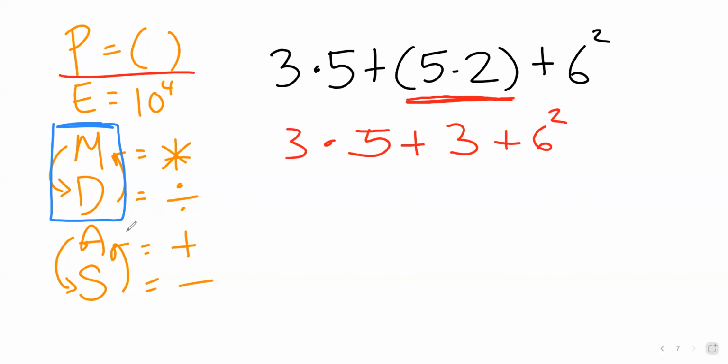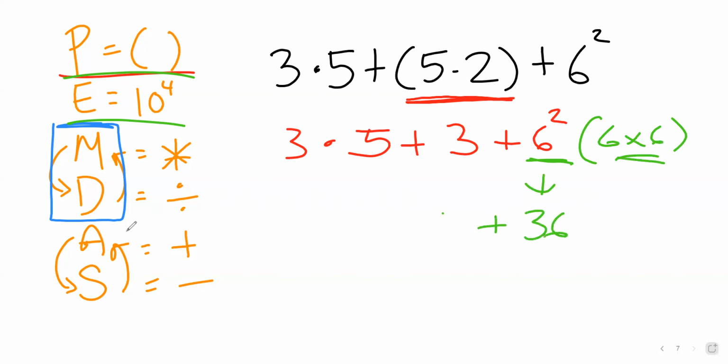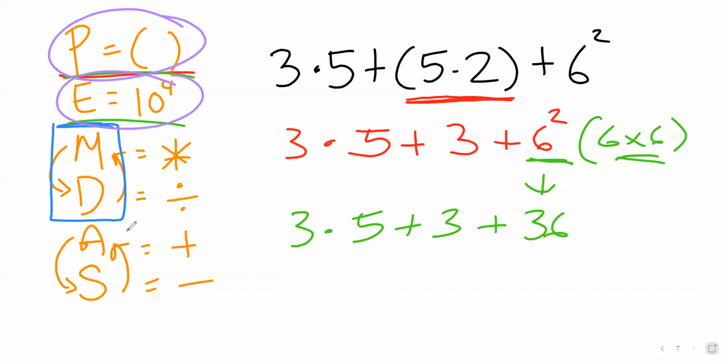All right, next, go back through the checklist again. We're going to look for parentheses. There are none. So now we're going to look for exponents. There are exponents. So this is 6 to the power of 2, which is that same thing as 6 times 6. So 6 to the power of 2 is going to get me 36 plus 3 plus 5 times 3. Okay, next, we're going to go back through our order of operations, and we're going to look for parentheses. There are none. Exponents. There are none.